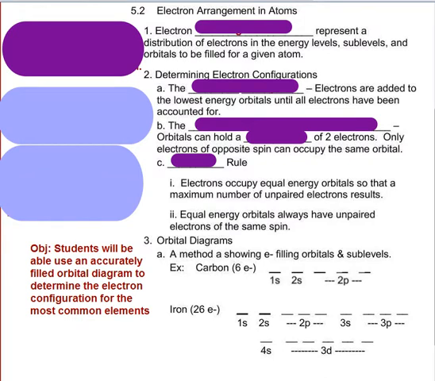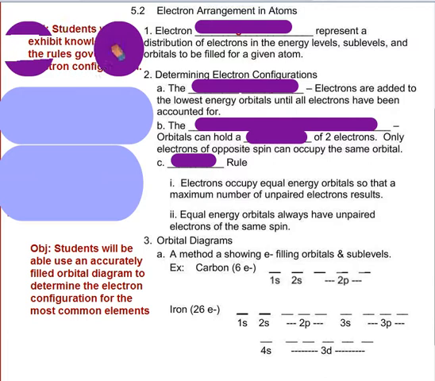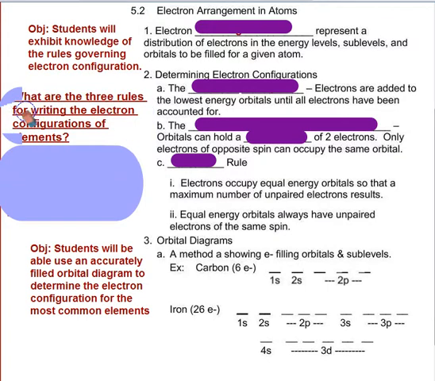This is going to be our chapter 5.2 lecture for the electron arrangement in atoms, and we're going to start building our electron configurations based on the rules of electron configuration. So, first thing we have, this is our objective: we will exhibit knowledge of the rules governing electron configuration, or in other words, what are the three rules for writing electron configuration of the elements?